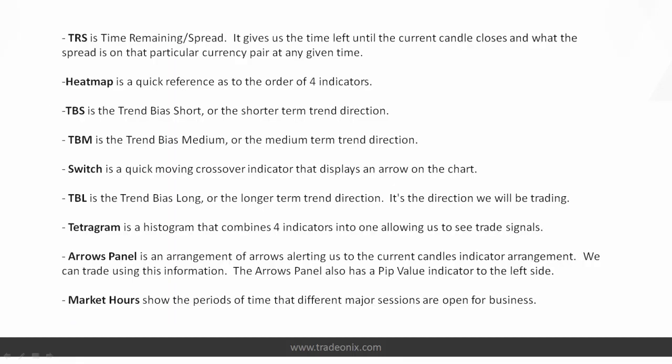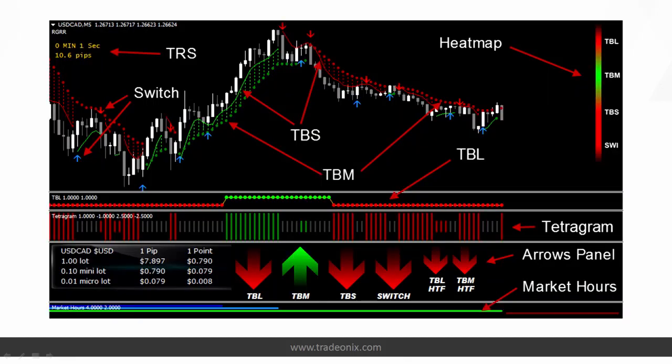The TBS is the trend bias short, or the shorter term trend direction. On this image, the TBS is the line that hugs the price. We have the green line underneath the price, and we have the red line over top of the price. It is very close to the price, and this is the short-term trend bias.